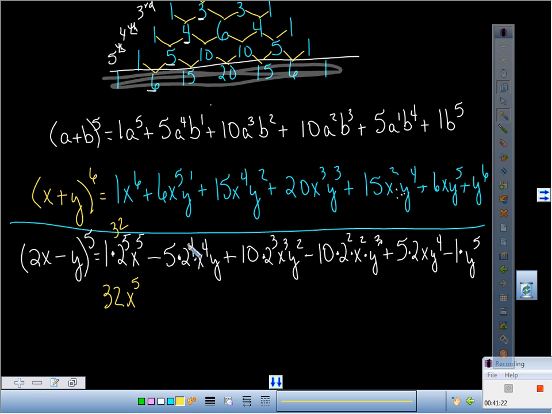What's 2 to the 4th? That's square it and square it. That's 16. What's 16 times 5? So negative 80, x to the 4th, y to the 1st. Plus, what's 2 to the 3rd? What's 8 times 10? X to the 3rd, y to the 2nd.